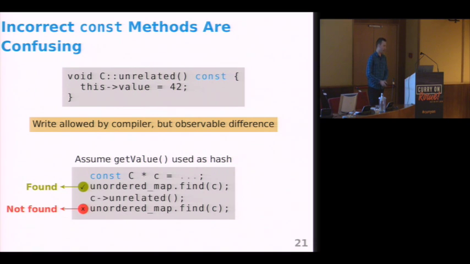The compiler won't do anything here to prevent them from doing this. Now, if we're assuming the return value of our getValue method is used as a hash, and we had something like this, so we declared a const C, which means the C object shouldn't change through this reference, and we're only using it through this reference. If it was in a hash map initially, you expect anything you do to it, it will remain in the hash map. But in this case, assuming that the value isn't 42 initially, if we call the unrelated function, then the C is no longer in the hash map, which may send some developers into a panic.